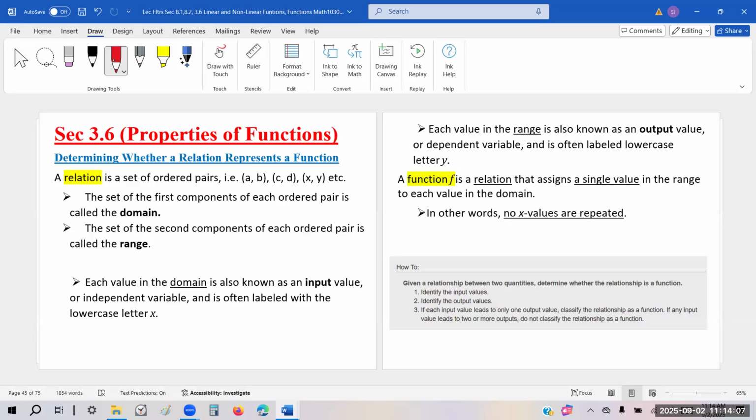You don't have to write all the details. The main thing is: relation is ordered pair, domain is the X, range is the Y. Domain is independent, range is dependent. And a relation is a function if there is no X value repeated. These are the things you just have to write.